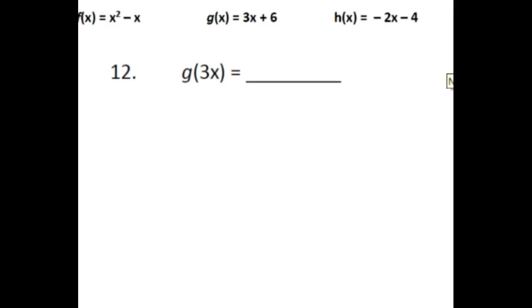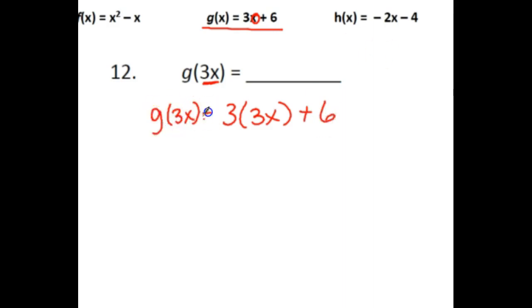So what am I going to use for my input in this problem? So I'm using this function, and in place of this x, I'm inputting a 3x. So this is going to be 9x plus 6. There's no like terms to combine.